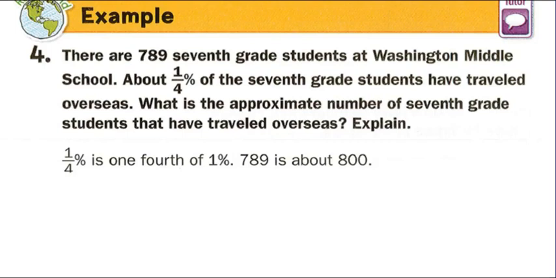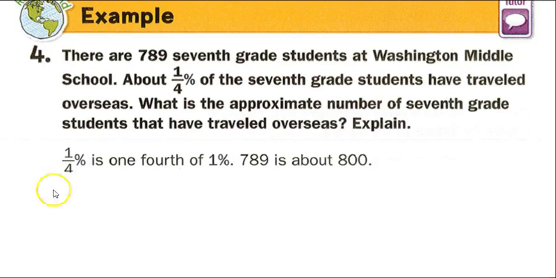So let's look at a situation where we have a percent that's less than even 1%. So it's a fraction of a percent, which can be a little bit trickier. All right. So let's say there are 789 seventh graders at Washington Middle School. About 1/4 of a percent of the seventh grade students have traveled overseas. What is the approximate number of seventh grade students that have traveled overseas? Explain. Okay, so remember, we have 1/4 of a percent. Now that's not 25%. That's not a quarter. That's a quarter of 1%.